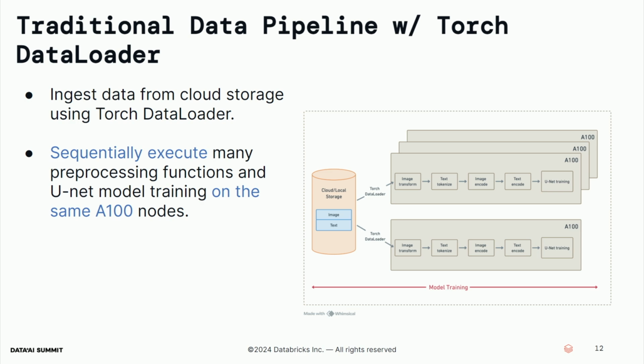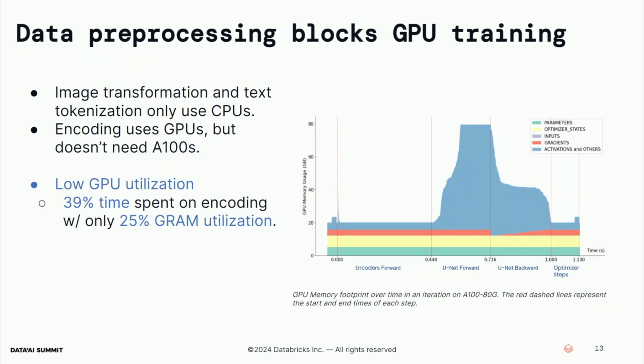This architecture is typically fine for normal workloads, but in the Stable Diffusion case, we have a bunch of complex data preprocessing functions. For example, we need to transform the images, we need to tokenize the text captions, and then do encoding for both the image and text. We can notice that the first two operations only need CPUs, and the second two encoding operations do need GPUs, but they don't need high-end GPUs such as A100s.